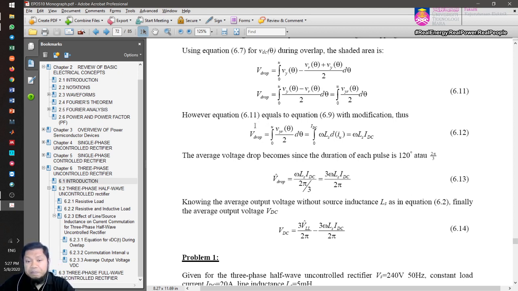So this is V drop. If I'm not mistaken, I put an area. So remove that, put a V drop, voltage drop, and that gives you omega Ls Idc. Because we want the average of the voltage drop, you have to divide by 2 pi over 3, since each pulse is 2 pi over 3. Then, from your equation before, without the source inductance, you get this equation. Therefore you subtract the voltage drop, and that will give you the average output voltage equation. Okay, and you can try this.